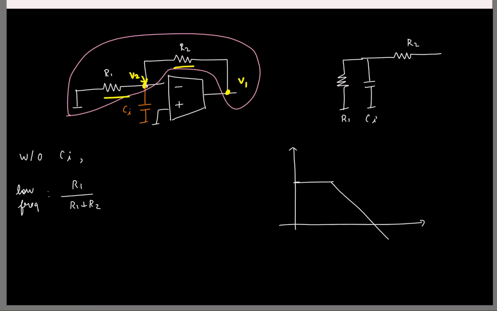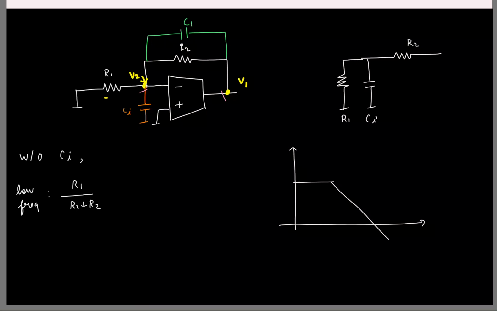Now, with that information, can you suggest something that we can do so that at high frequencies the voltage division is happening between two similar elements? Put parallel capacitors. You can put a capacitor here. Is that logic fine? So now at high frequencies, what will dominate in this network? CF will dominate here, CI will dominate. So the division will be happening between CF and CI, and both will have the same phase. And at high frequencies, what will be the feedback factor then? CF by CF plus CI.